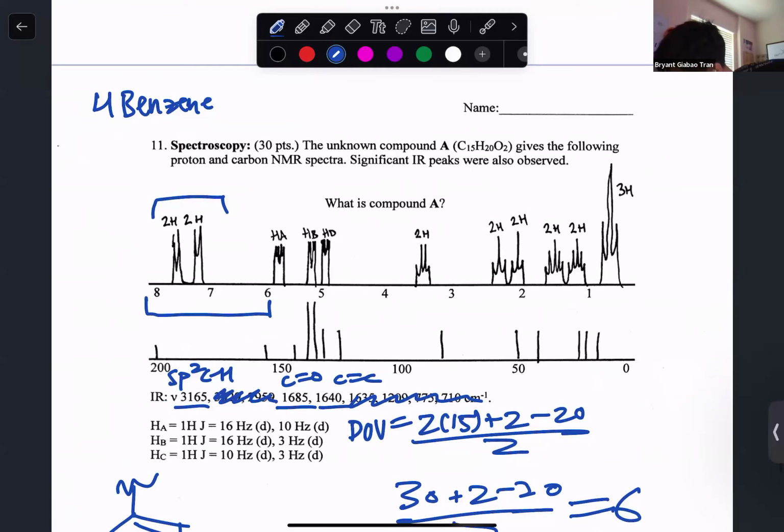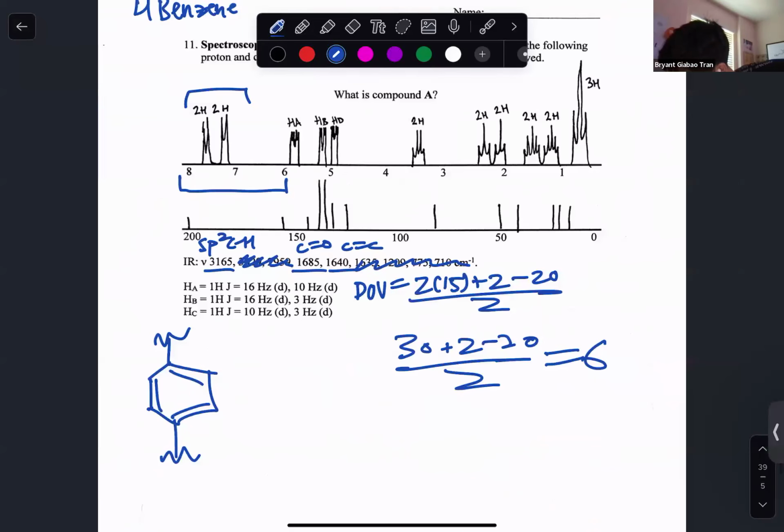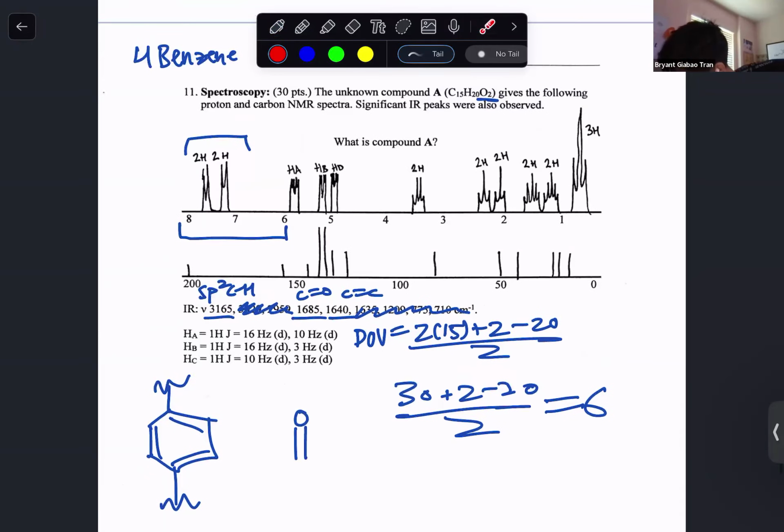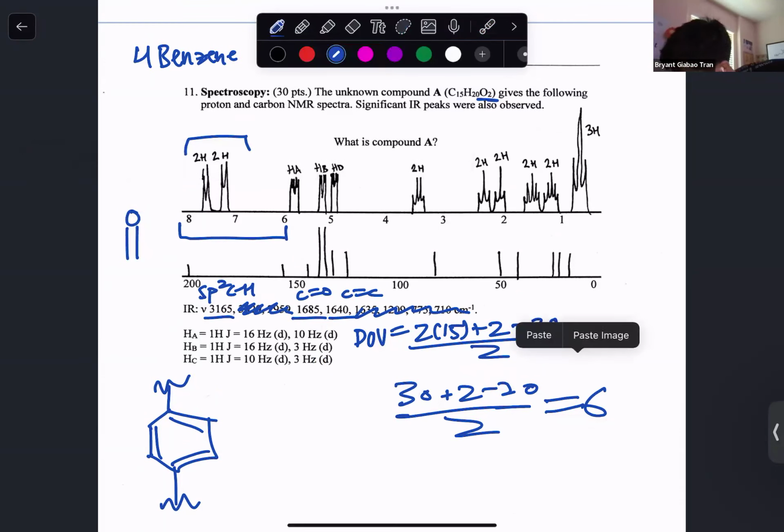So we do have 2 oxygens here. So 4 DOU comes from the benzene ring. We do have a carbonyl. That's 5 DOU. I'm trying to figure out what the other DOU would be because we have 6 DOU. Okay, let's see. And I'm gonna guess that the 6 DOU here is another alkene, right?